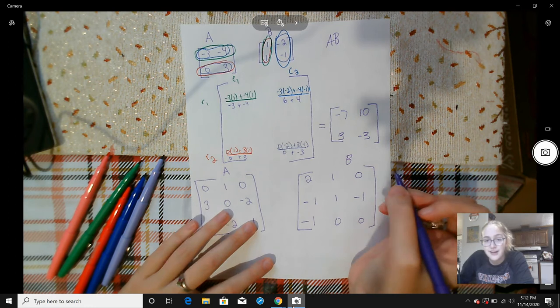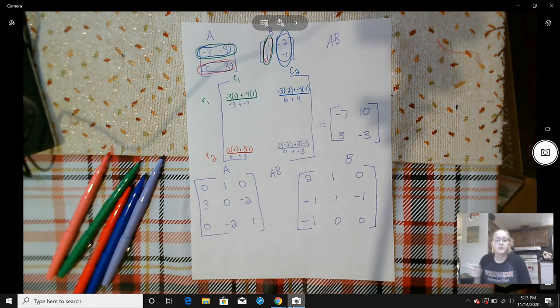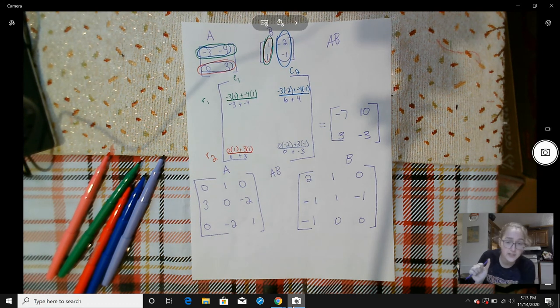And we want to find AB. So I know the examples that we did before were 2x2, but it's still the same process, row by column, row by column, row by column. So our resulting matrix is going to be a 3x3 matrix.